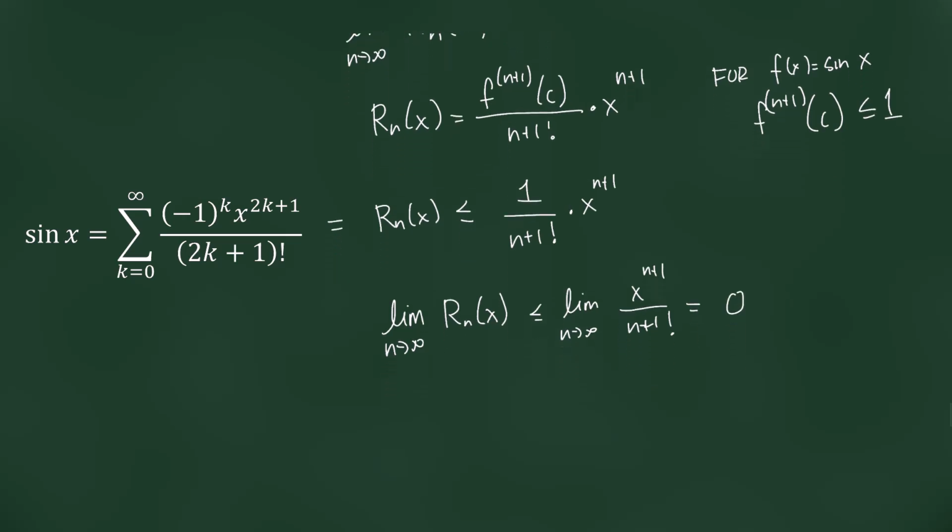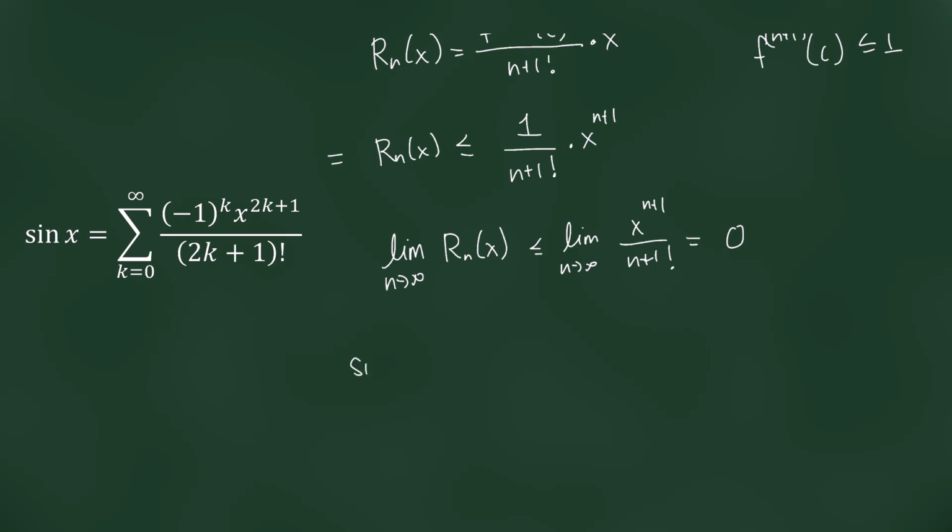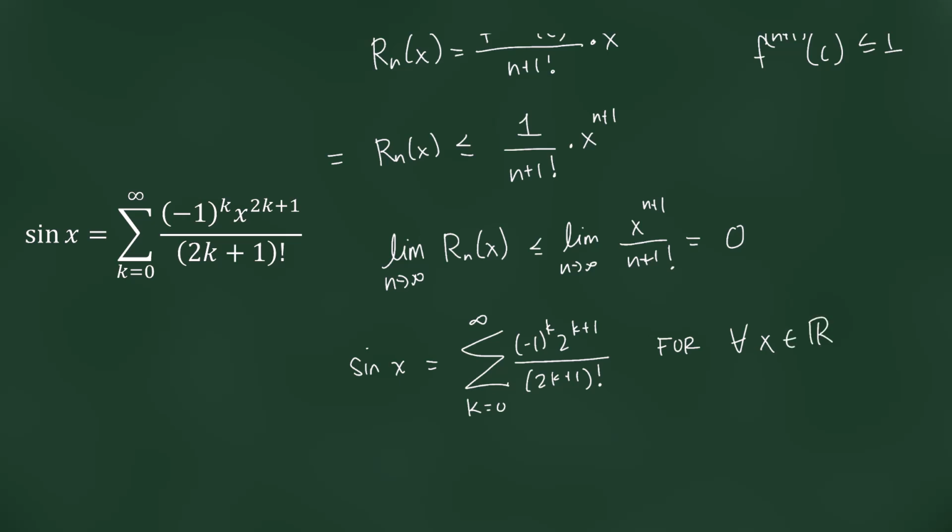So we know that sine of x, the Taylor series we came up with, was the sum from, we'll go back to k equals 0 to infinity of negative 1 to the k, x to the 2k plus 1 over 2k plus 1 factorial. We saw that that converged for all real x, and we just showed, because the limit of the error pieces is 0, that this is exactly equal to the sine of x for all real numbers x.